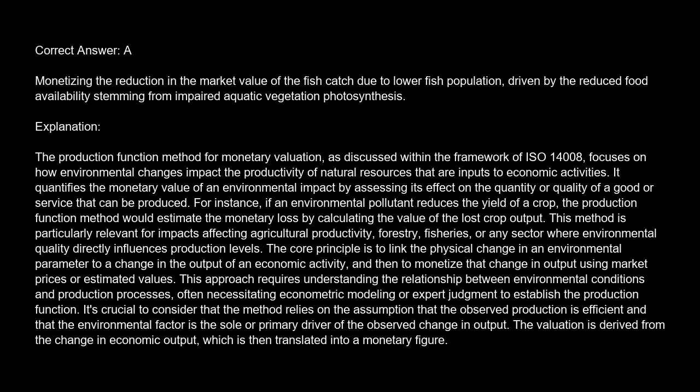The correct answer is A. Monetizing the reduction in the market value of the fish catch due to lower fish population, driven by the reduced food availability stemming from impaired aquatic vegetation photosynthesis. Explanation: the production function method for monetary valuation, as discussed within the framework of ISO 14008, focuses on how environmental changes impact the productivity of natural resources that are inputs to economic activities.